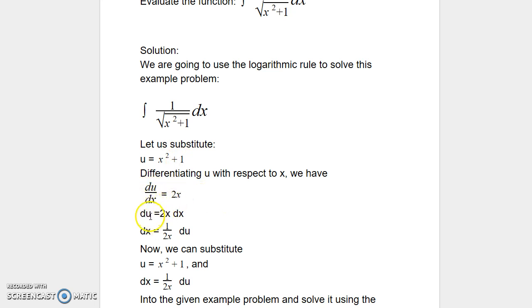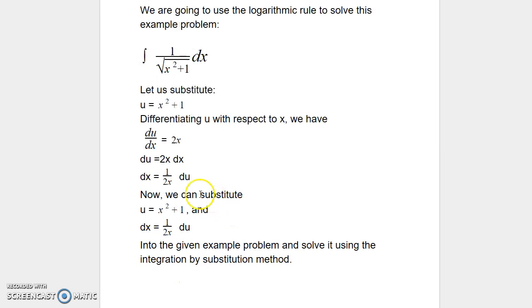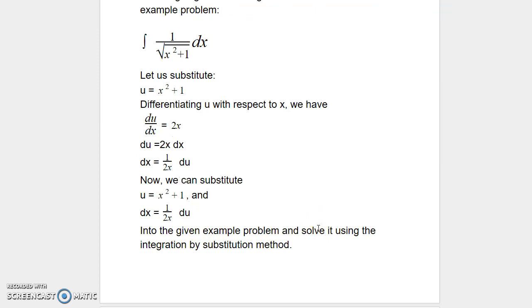We can also express it as du is equal to 2x times dx. So we brought this dx to the side of this expression here. And if we have to express it in terms of dx, we can write it as dx is equal to 1 over 2x du, as shown here. Now we can substitute u as equal to x squared plus 1 and then dx as 1 over 2x du into the given example problem, and then use the rules of integration and then solve this problem.